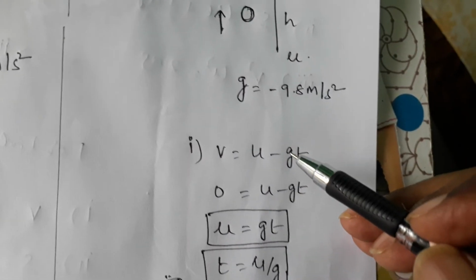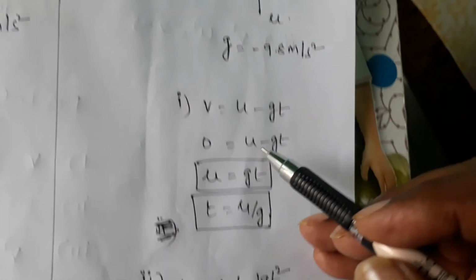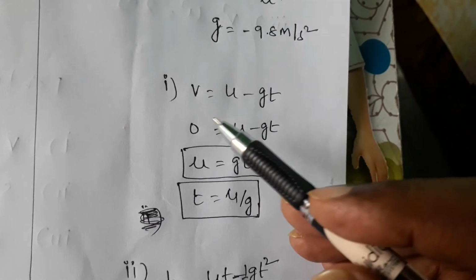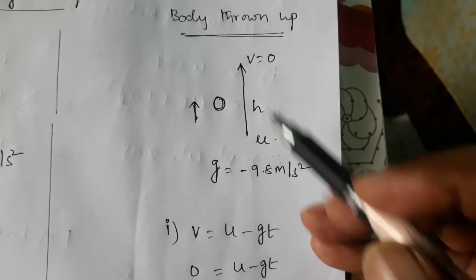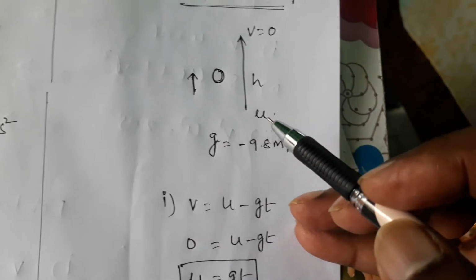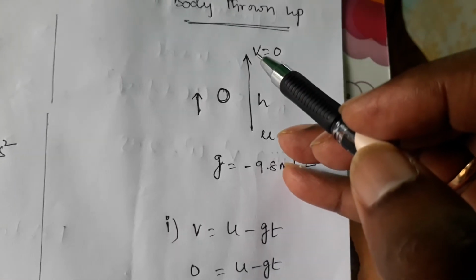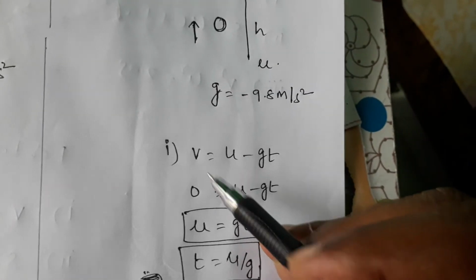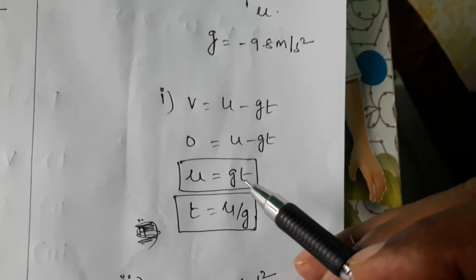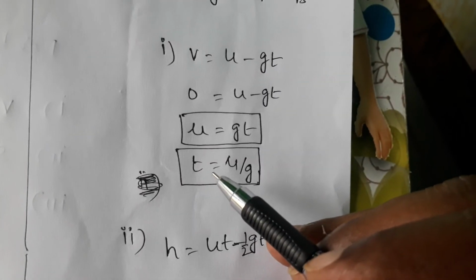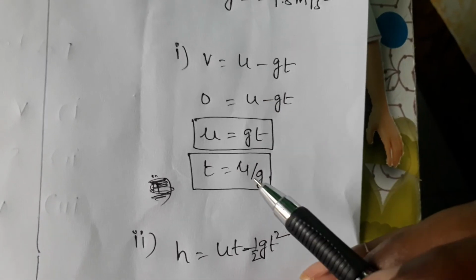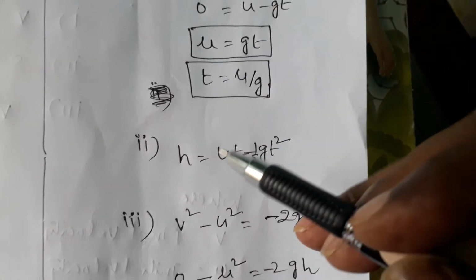the symbol of g is minus. Now the first equation, wherever g is minus: v becomes 0, the final velocity becomes 0 when you throw up. We are throwing with some velocity, then only it will go up, and when it reaches height, final velocity v is 0. So then the equation comes u is equal to gt, then initial velocity we can find out, and also we can find the time taken to reach height, u by g.